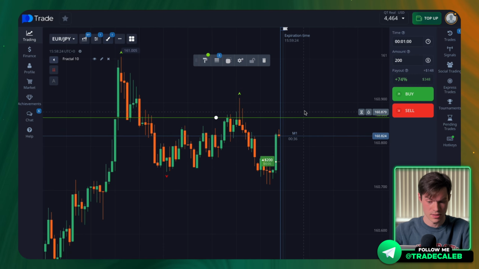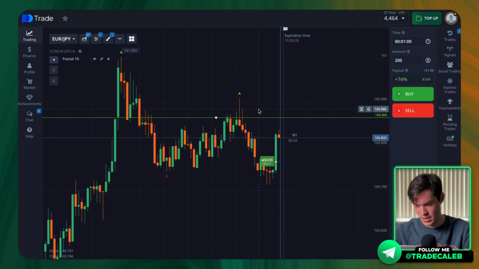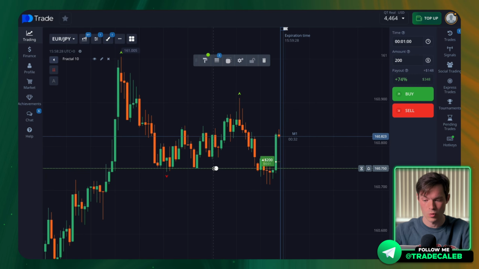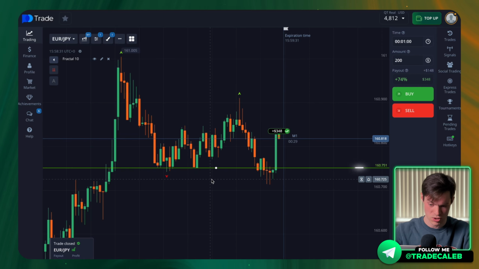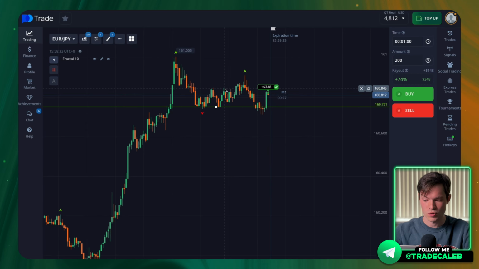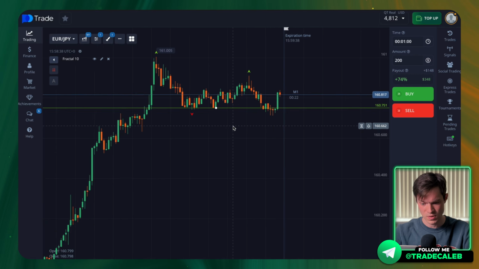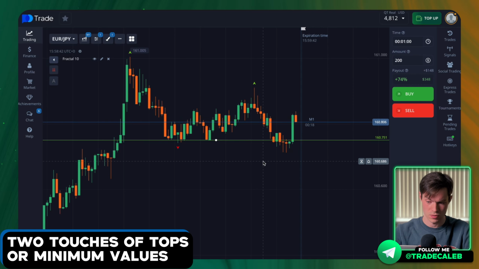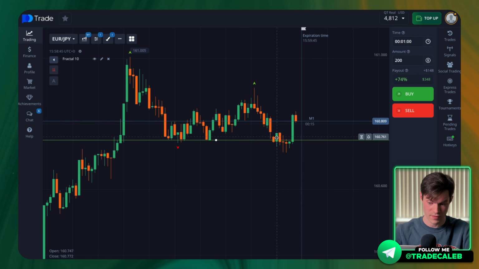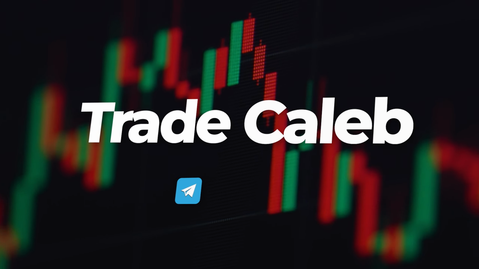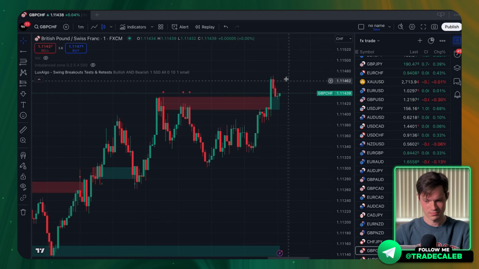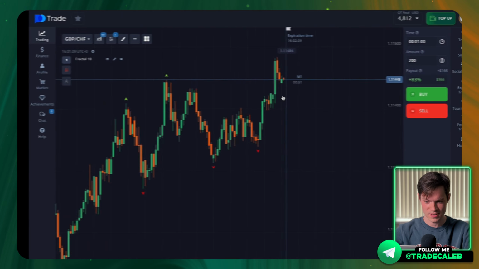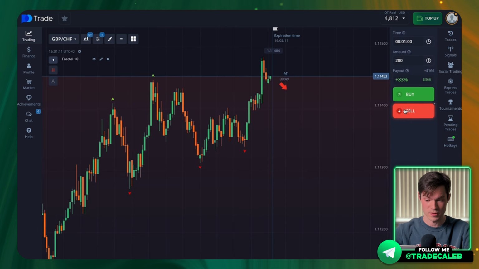I would not consider this level to be so sure, because there were only a couple of touches, but it was a more sure level, so I advise you to look for good sideways movement with some confirmations. At least 2 touches of tops or minimum values, and then you can find this kind of manipulation. Wow, my friends, what a perfect example. Look at the manipulation that's going on here with this horizontal level.